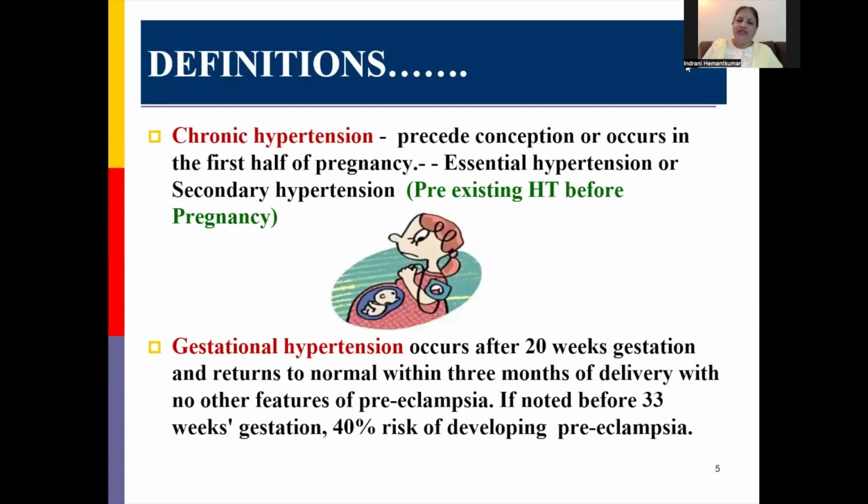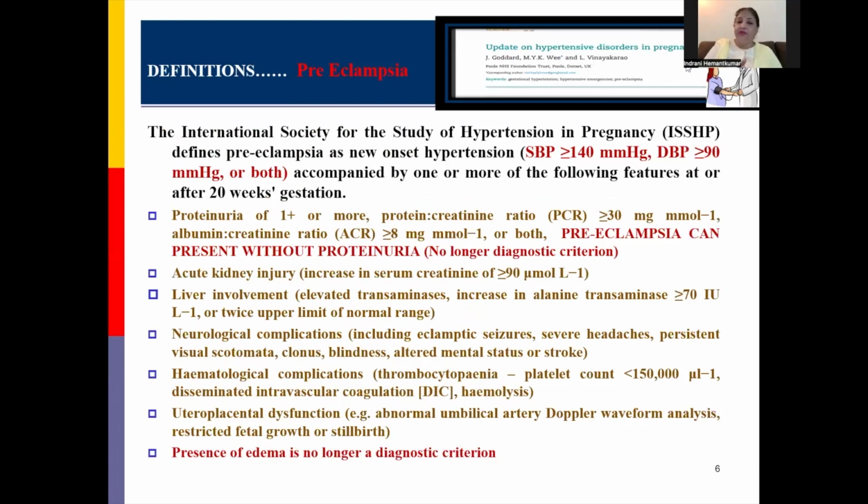So let us look at some of these definitions. What is chronic hypertension? Chronic hypertension is nothing but an essential hypertension or a secondary hypertension which existed even before the pregnancy. Whereas gestational hypertension, as I said, is generally seen in the latter half of the pregnancy, and it occurs after 20 weeks of gestation, and it returns back to normal within 3 months of delivery. About 30 to 40% of these patients can develop preeclampsia, which means what is the difference between gestational hypertension and preeclampsia?